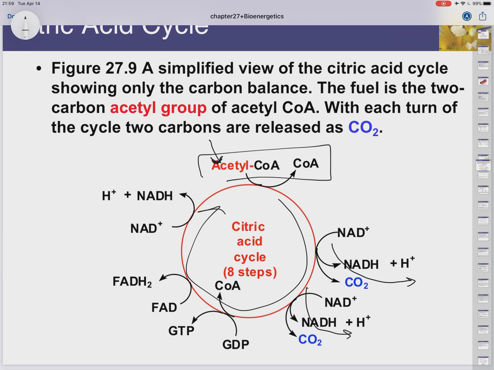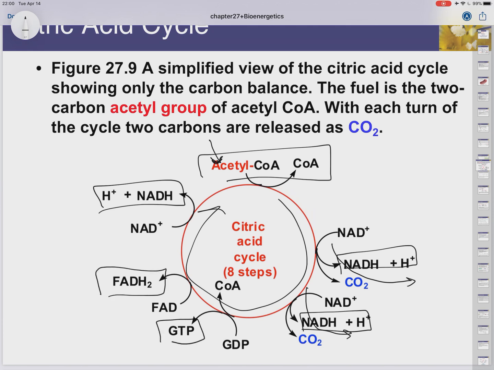We're also going to generate some electron transporting molecules. We're going to get 3 NADHs in this process. We're going to get an FADH2, and we're going to get some GTP, some substrate level phosphorylation of GDP into GTP. So we're going to make an energy molecule. And this is going to happen twice for every glucose molecule that comes in, because we'll get 2 pyruvates and ultimately 2 acetyls.